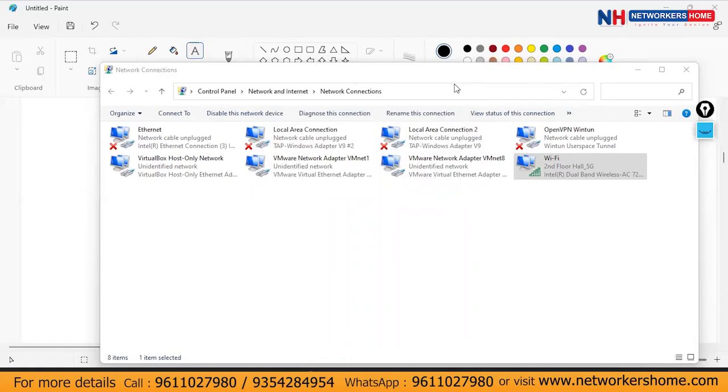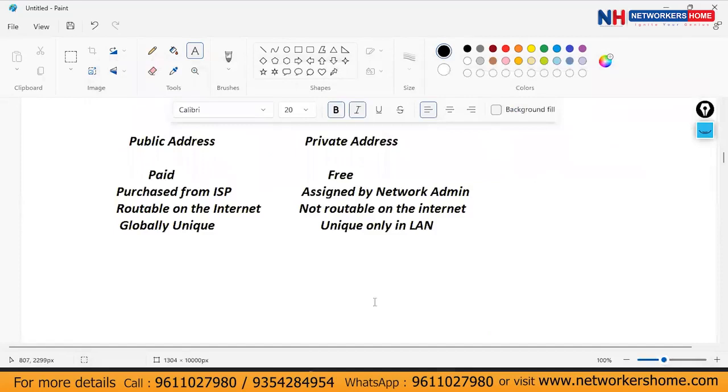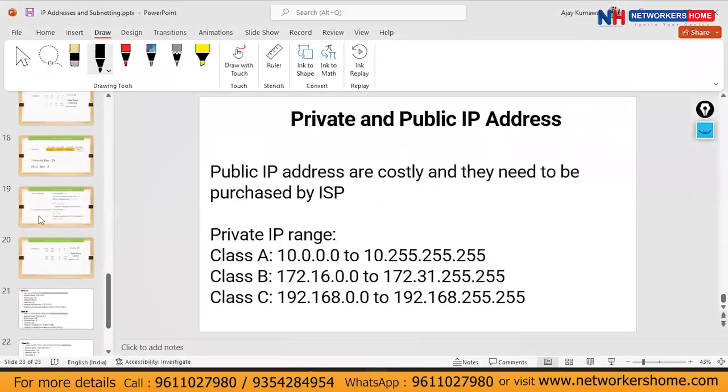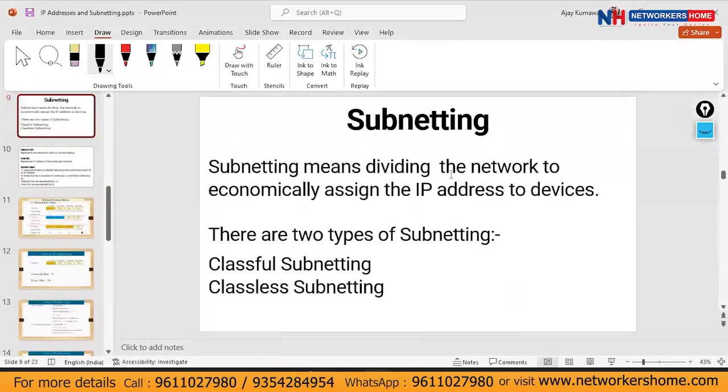We will become classless. Because if you see here, we have to discuss two types of subnetting. Subnetting means dividing the network to economically assign the IP addresses. Right now we have to discuss two types of subnetting: one is classful subnetting and one is classless subnetting.